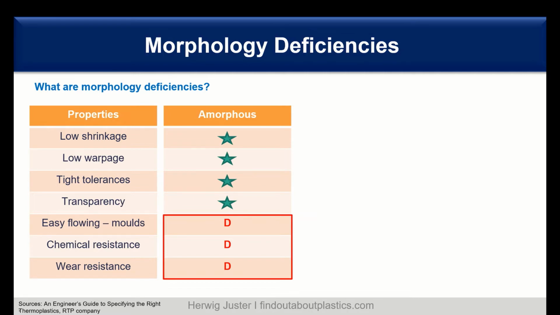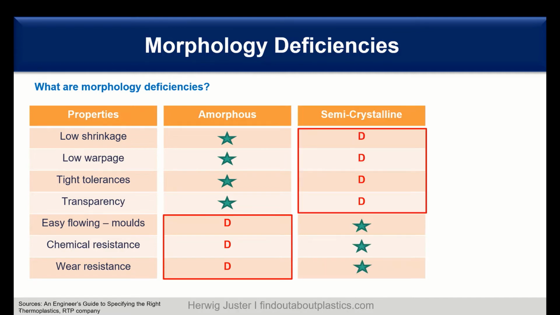And those are the three points we will focus on in this video. How to improve the flow into the mold, how to improve the chemical resistance, and also how to improve the wear resistance. Then semi-crystalline resins have high shrinkage and warpage, tight tolerances are more difficult to fulfill, as well as transparent parts, so the majority is opaque.